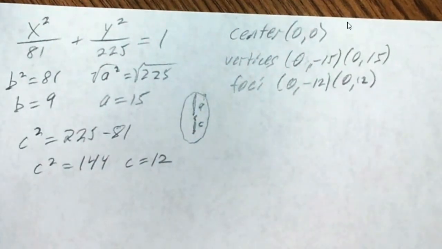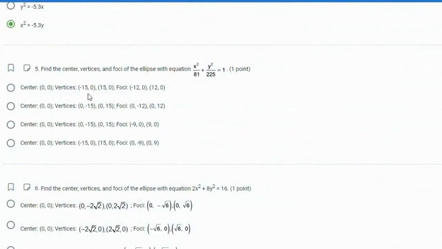All right, let's see if we can find a multiple choice that has those points. 0, negative 15 and 15 for the vertices, foci negative 12 and 12. There, okay, that should be the correct answer.